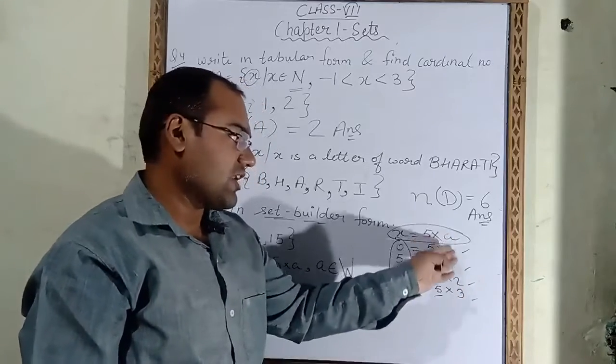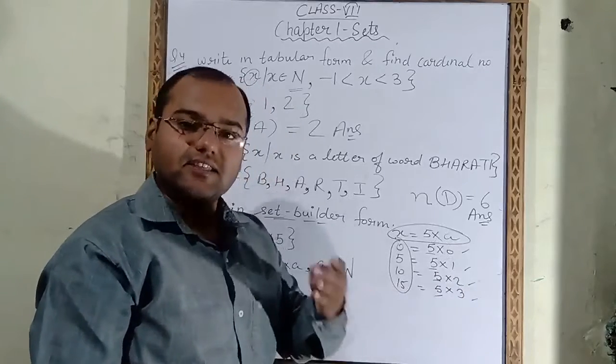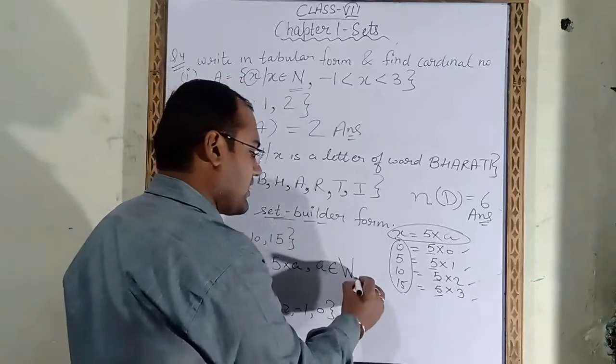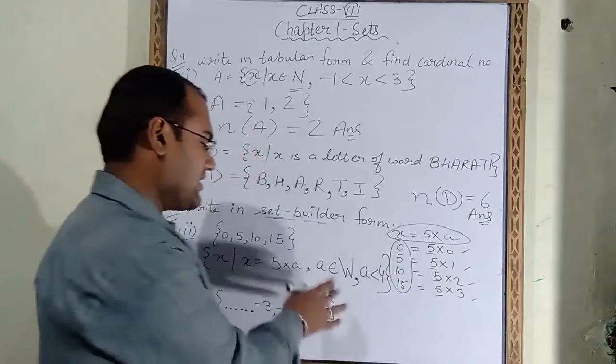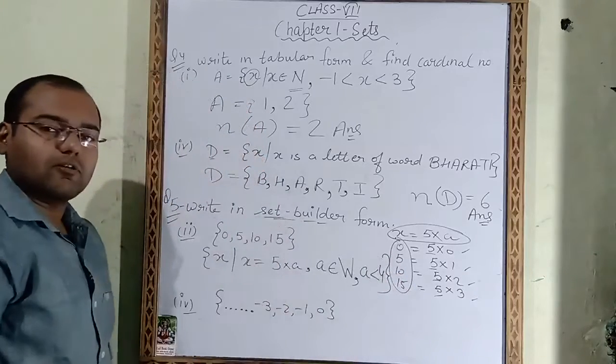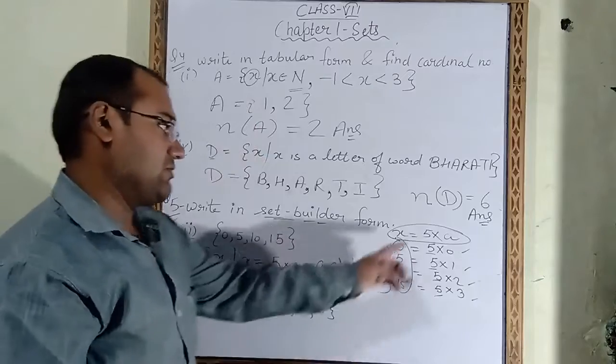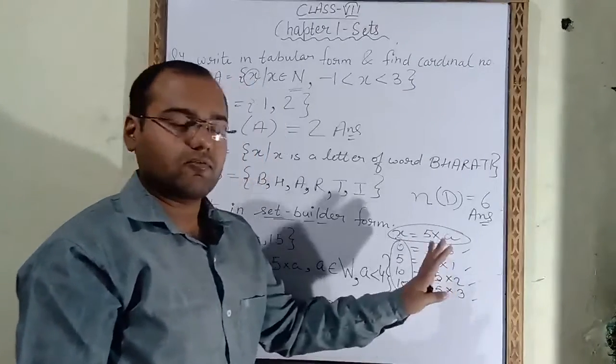That means all values of A are less than 4. So we have to write here A is less than 4. Like this we have to do this part number second. So this equation is clear. How do we have to do it?